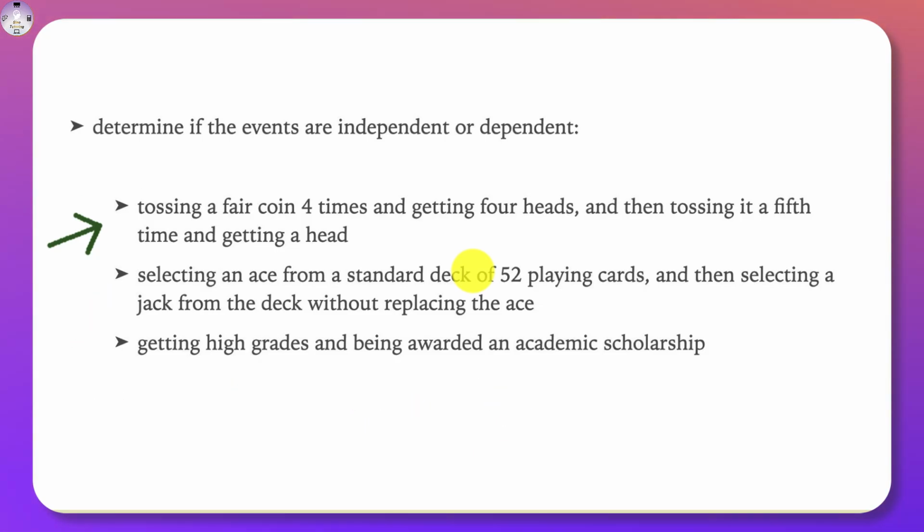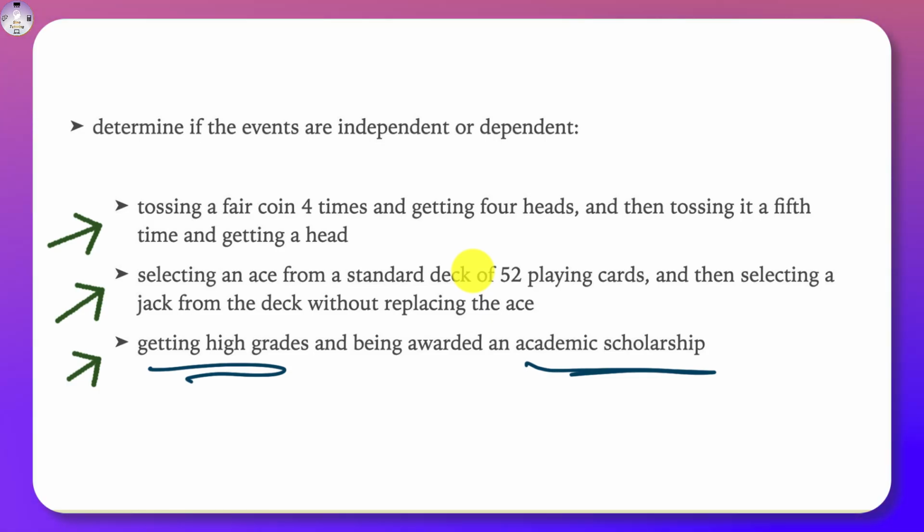All right, we looked at the second. Let's look at the third. Getting high grades and being awarded an academic scholarship. This one could probably be debated, but I think in a normal world of human beings and regular students, in order to be awarded an academic scholarship, you need to get high grades. That's just the bottom line. So getting the academic scholarship is dependent on getting these high grades. So those are dependent events.